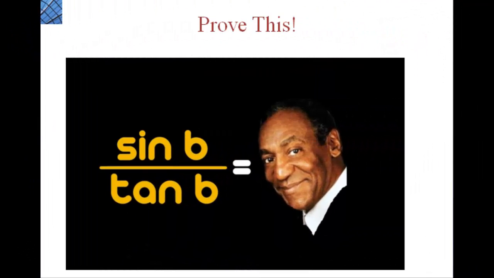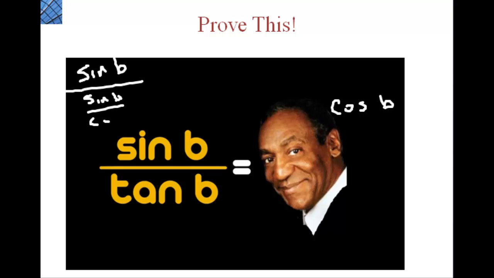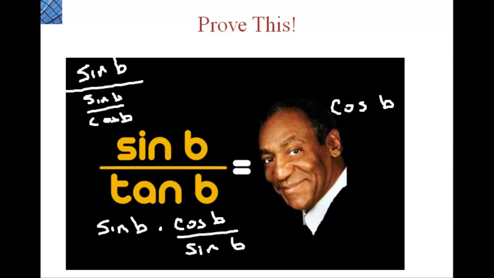Here's another trigonometric identity. It is written as a joke, but it will actually work out. Sine b over tan b equal to cos b. So if we're going to solve this, we would rewrite the tangent of b as sine b over cosine b. We're dividing by a fraction, so we'll multiply by the reciprocal, which gives us sine b times cosine b over sine b. And this would be sine b over 1. Those would cancel out, and we're left with cosine b, or cos b.